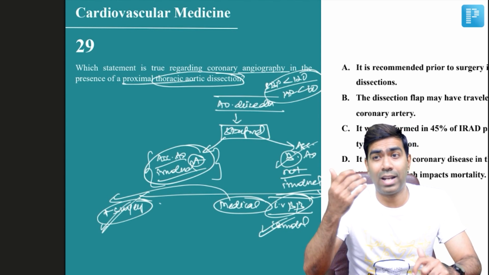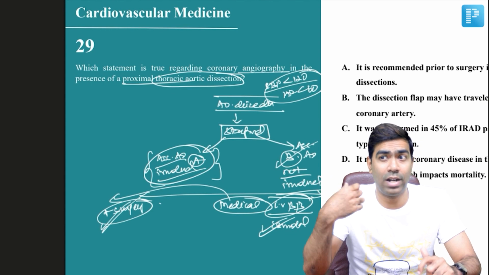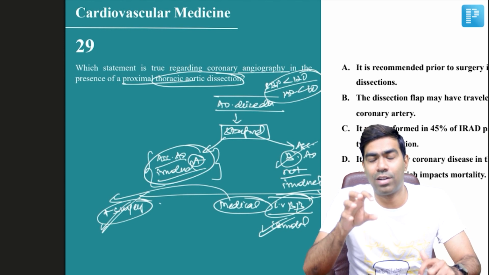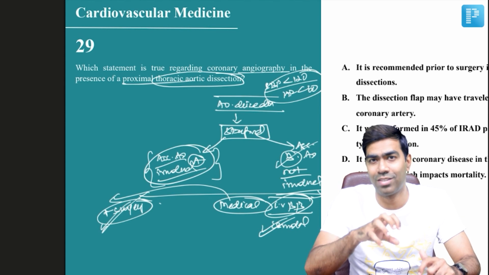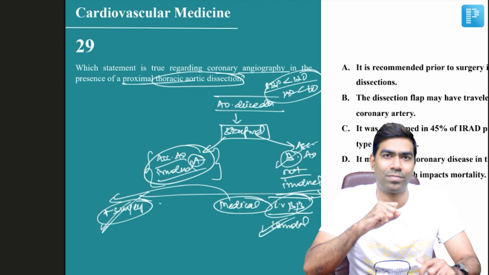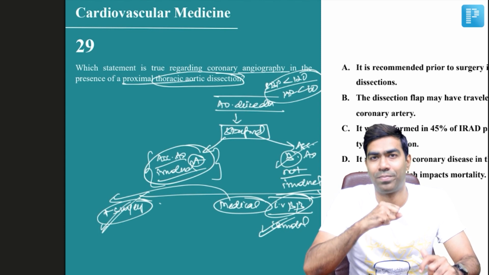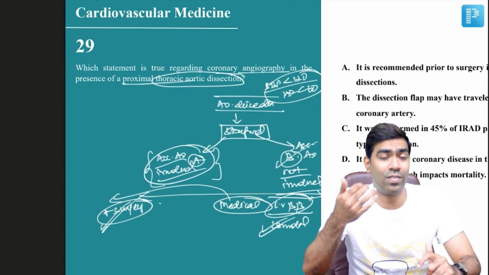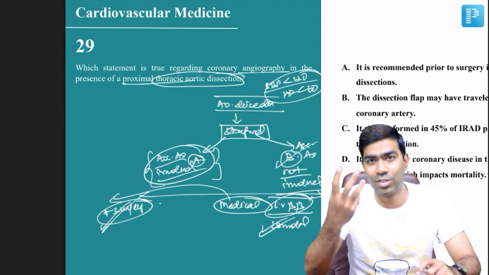Or sometimes the dissection can extend even more proximally and can cause leakage of blood into the pericardial space, resulting in tamponade. Remember, most of the times, aortic dissection is going to come with hypertension as hypertensive emergency. But if you see a patient with aortic dissection and hypotension, think about tamponade. That's possible because the proximal portion of the aorta is covered by pericardium. And sometimes the dissection can extend proximally, involving the aortic valves, resulting in acute aortic regurgitation and acute severe heart failure also.